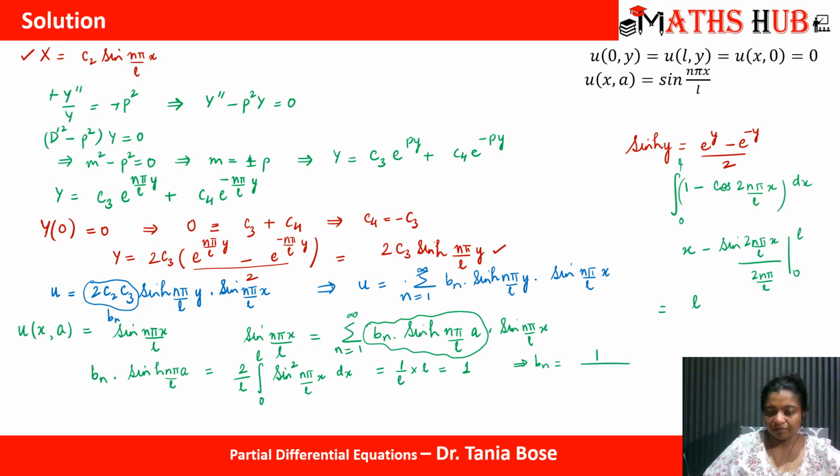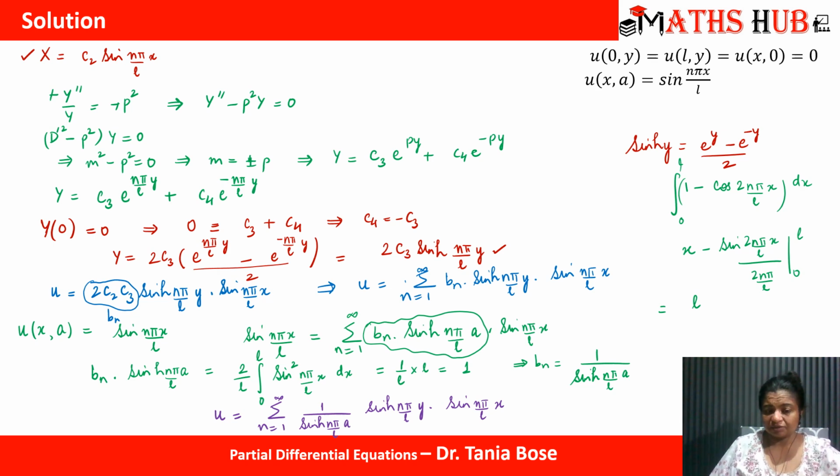Bn will be equal to 1 by sine hyperbolic n pi by L into a, right? So finally, what is my u? U will be summation n going from 1 to infinity. This was the expression. So I will put in the value of Bn, that will be sine hyperbolic n pi by L into a in the denominator, multiplied by sine hyperbolic n pi by L into y multiplied by sine n pi by L into x, right?